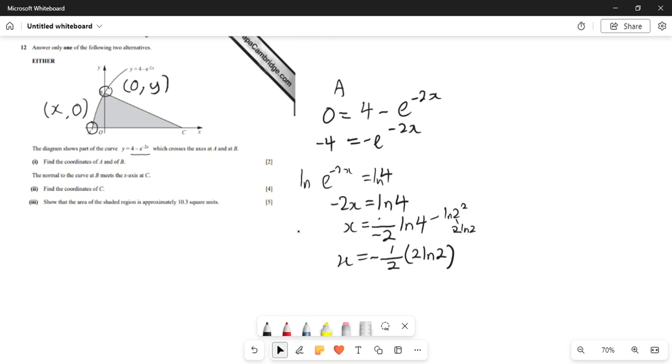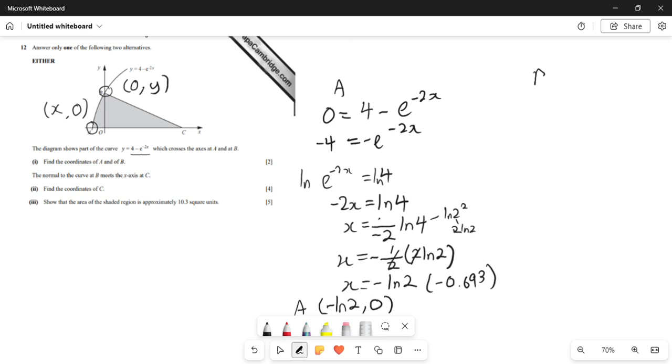Which is what I wrote now. So you cancel out the 2, you will get x equals negative ln 2. So if you press your calculator, you will know that it equals negative 0.693. But today I am going to write it in the exact form. So the A coordinate is negative ln 2, 0.